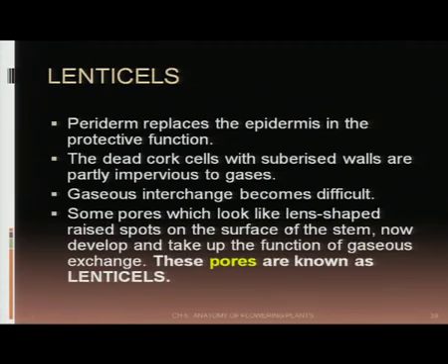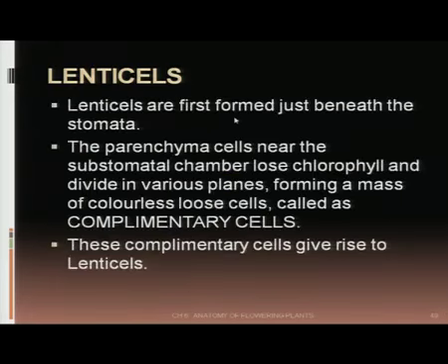Now, some pores which look like lens shaped raised spots on the surface of the stem develop and take up the function of gaseous exchange. These pores are known as the lenticels. Lenticels are mostly formed just beneath the stomata. What happens? The parenchyma cells near the substomatal chamber lose chlorophyll and divide in various planes, forming a mass of colorless loose cells called complementary cells. These complementary cells give rise to lenticels.